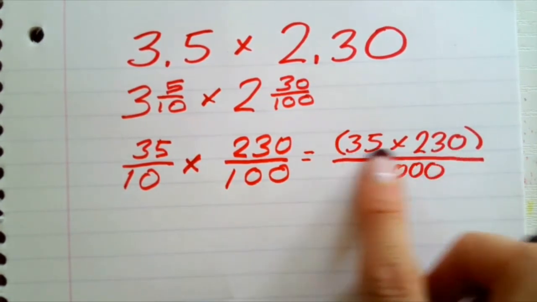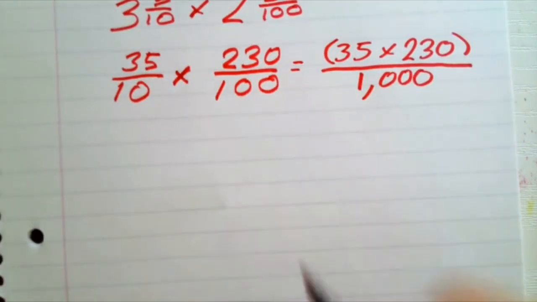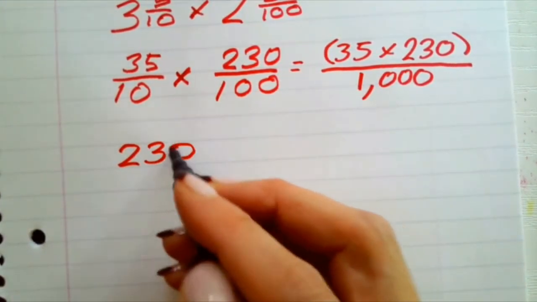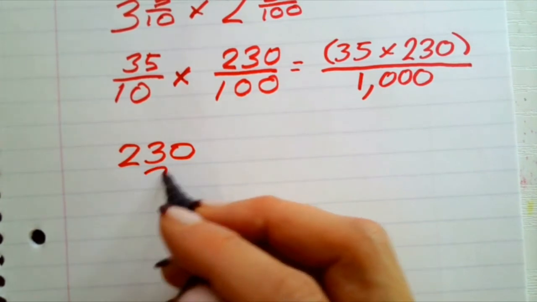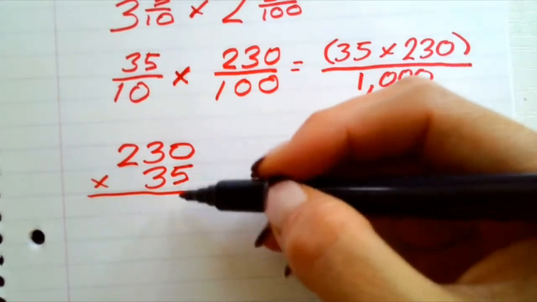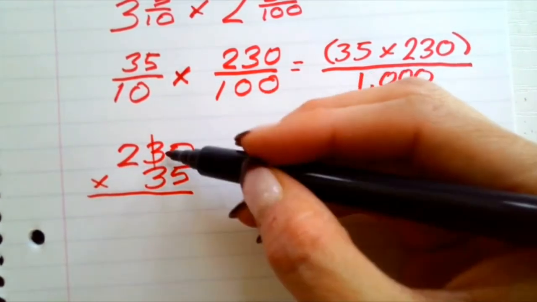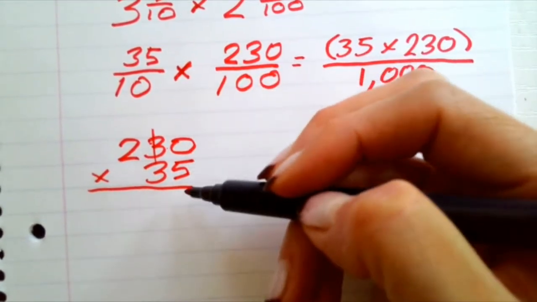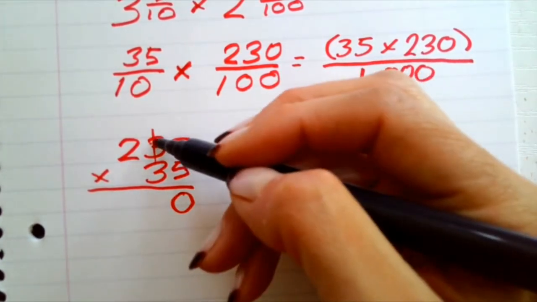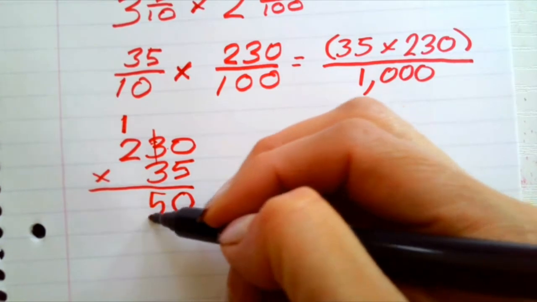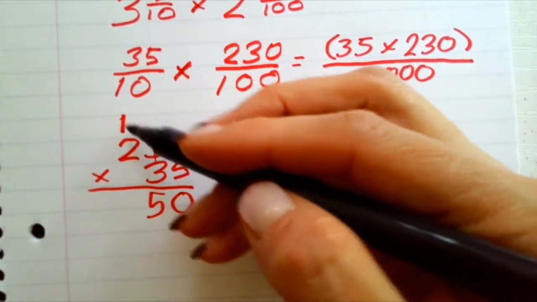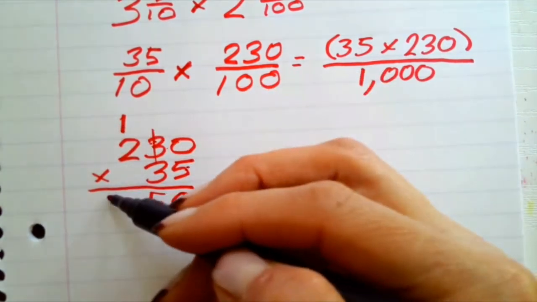Interesting. Let's do this part using the standard American algorithm. 230 times 35. Notice how they're lined up by place value. Very important. Oops. 5 times 0 is 0. 5 times 3 is 15. Notice how I regrouped. 5 times 2 is 10. Plus 1 is 11.